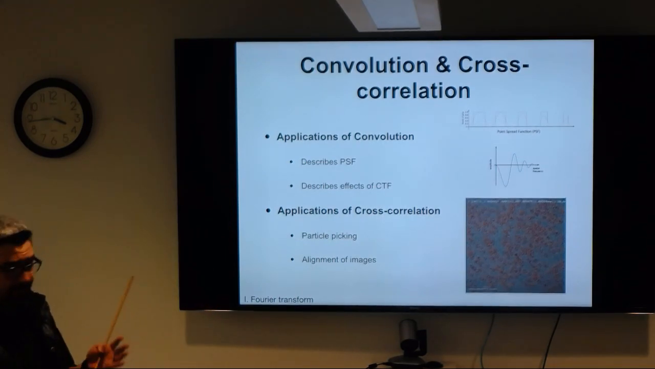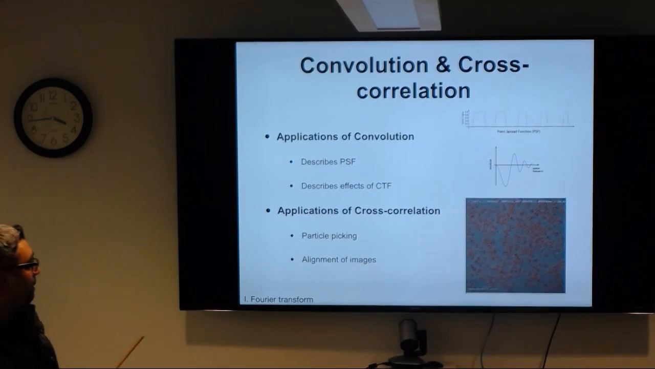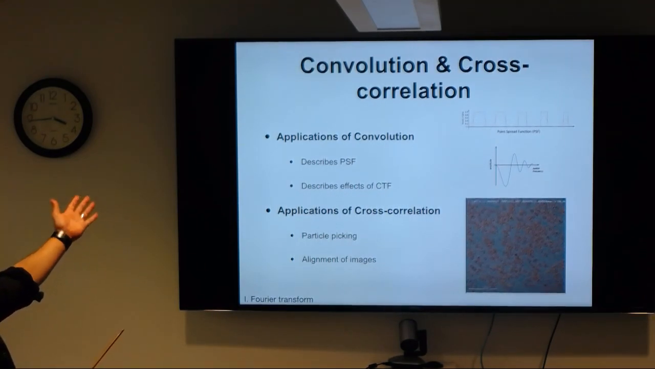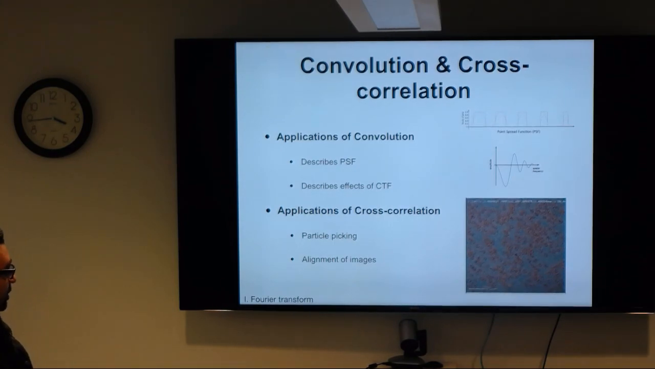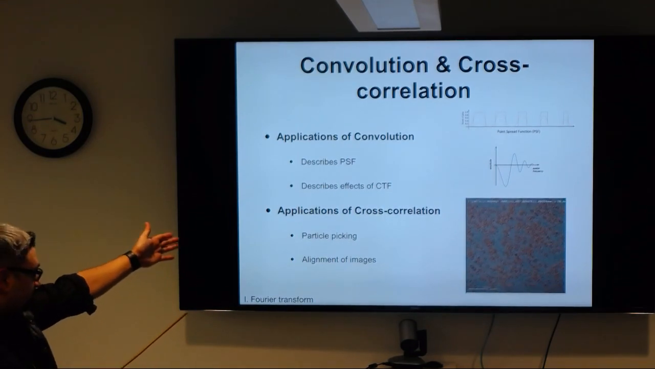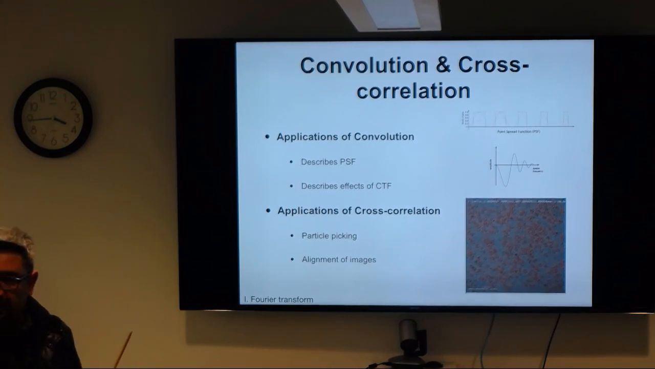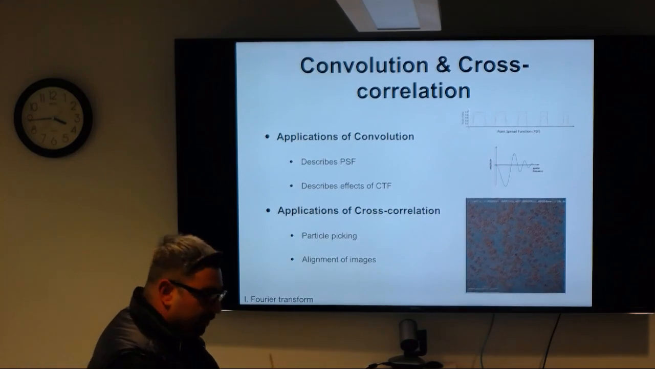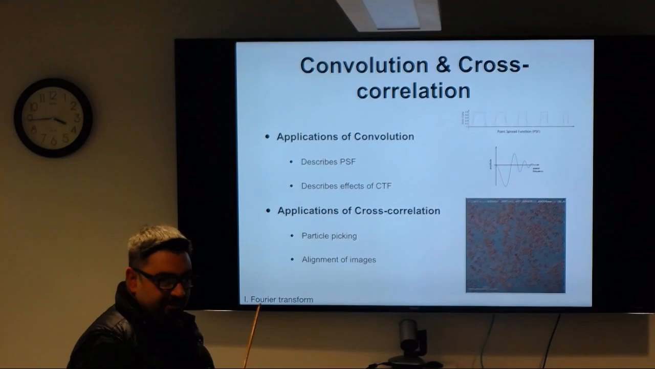So these are different applications where we would use these functions. Convolution describes the point spread function, which we'll talk about later, and the contrast transfer function, which we also will talk about later. Cross-correlation is important for particle picking and also the alignment of our micrographs. That's why it's important for us to try to understand these sometimes complex mathematics.